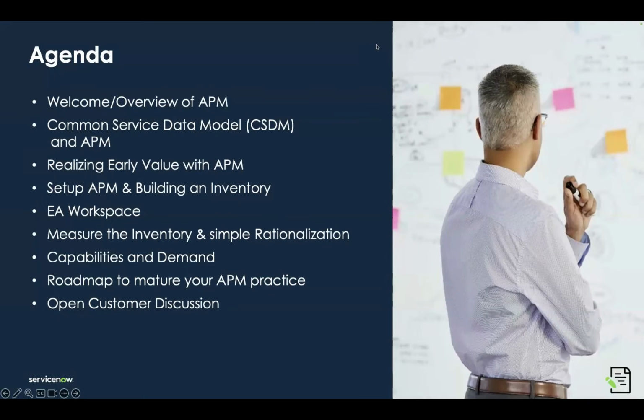Here's our agenda for today. We're going to go over a welcome and overview of APM, talk about the Common Services Data Model, or CSDM, and APM, how you can realize early value with APM, and then some specific areas around that of setting up APM and building an inventory, going through the EA workspace, measuring the inventory in simple rationalization, capabilities and demand, roadmapping to mature your APM practice, and then we'll have a Q&A portion.